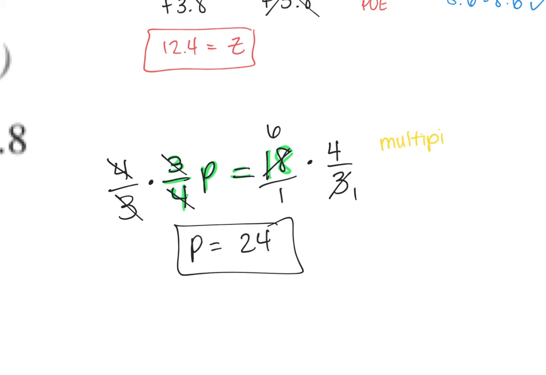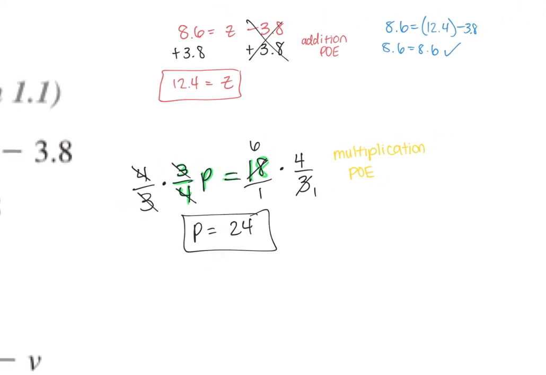Multiplication property of equality. There's a reason I teach math and not English, so if I spelled that wrong, please don't judge me. Actually, I spelled it right. Go me. Okay. All right.